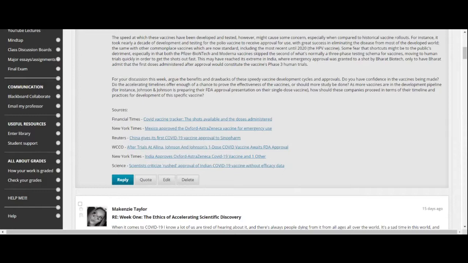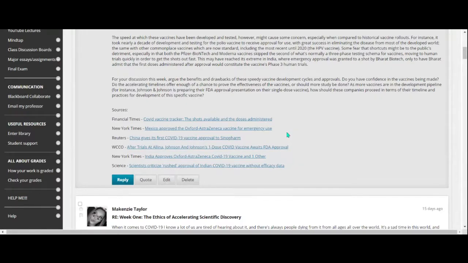Now, I do provide you with 6 news sources to support this discussion topic. The first is from Financial Times, a COVID vaccine tracker of the shots available and the doses administered. So that's basically just a tracker page to show who's getting what vaccines. Then they have the New York Times: Mexico approved the Oxford AstraZeneca vaccine for emergency use.